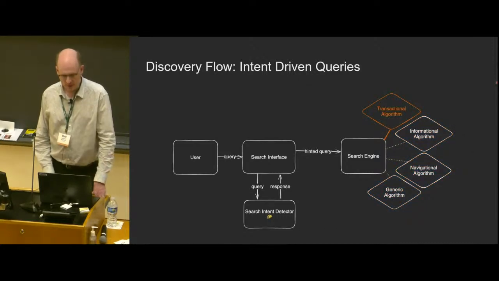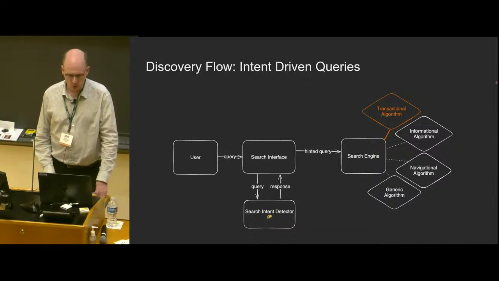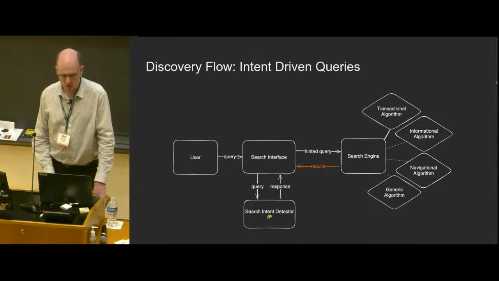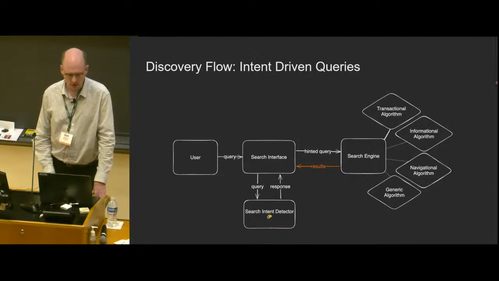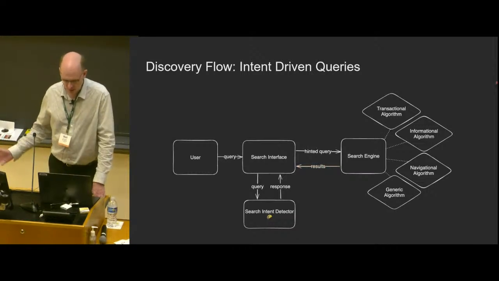In the example here, the query has been categorized as a transactional search, so known item. So the search engine is using an algorithm appropriate for that kind of search intent. The flow concludes when the search engine returns an appropriate set of records to the interface, which are then shown to the user. We have a few caveats about this flow diagram.